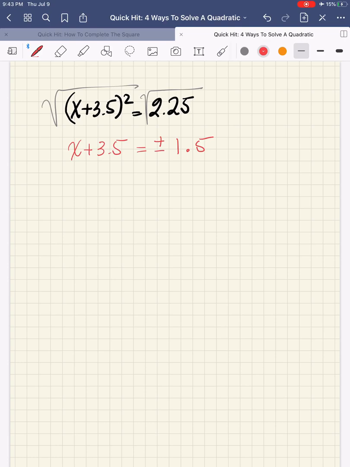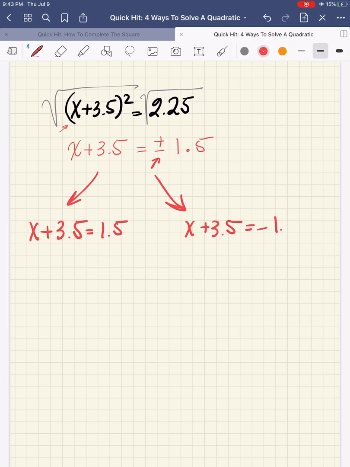Now notice, when I take the square root of a quantity, meaning something in parentheses, I don't put plus or minus, but when I have it as a plain value there, I do have to put the plus or minus. So now, as I said before, when I have these plus or minuses, I love to write it out both ways so I can see each scenario very clearly. So that's going to be x plus 3.5 equals positive 1.5, and x plus 3.5 equals negative 1.5.